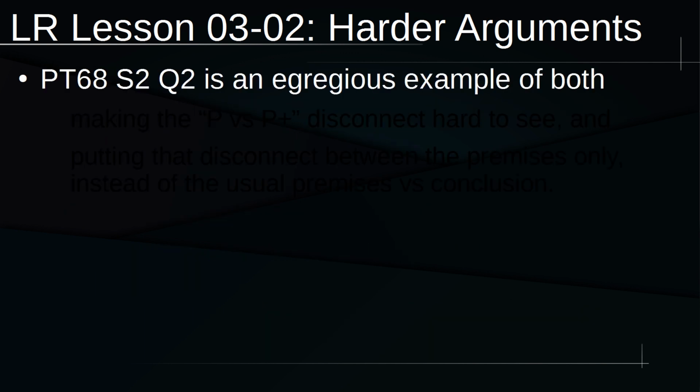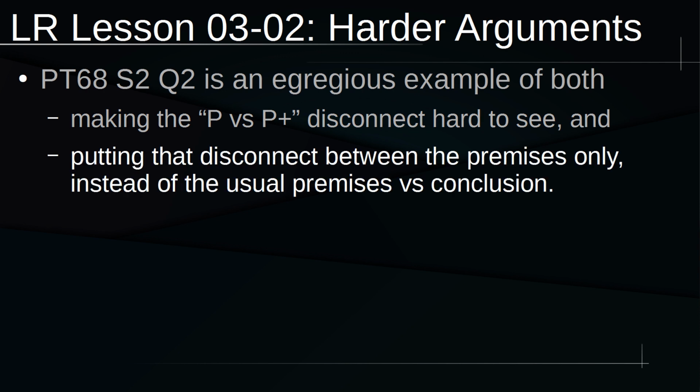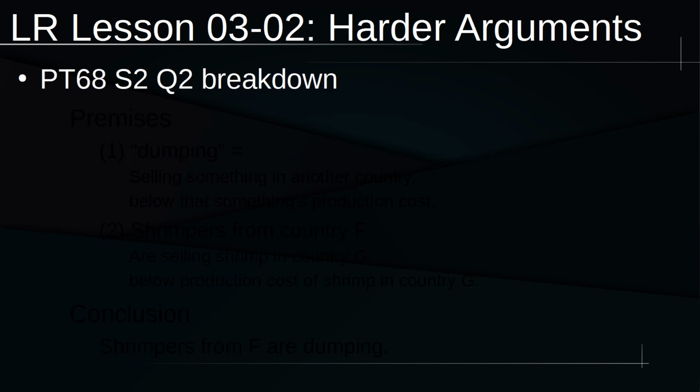So Prep Test 68, Section 2, Question 2 is what I would consider a fairly egregious example of both of those things at play. And both of those things, again, for your review, are, one, making the P versus P plus disconnect hard to see by making the difference between P and P plus relatively subtle, and two, putting that P versus P plus disconnect between the premises only, instead of what we're used to on simpler arguments, where the premises are mismatched with the conclusion. This time, one premise is going to be mismatched with the other premise, and that's where we're going to find our assumptive disconnect. So let's start with breaking down the argument here.